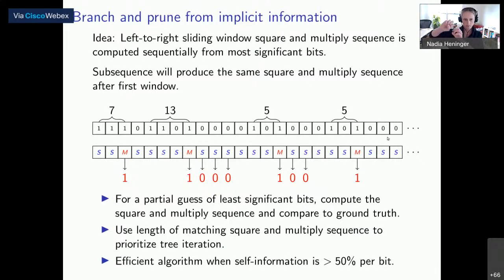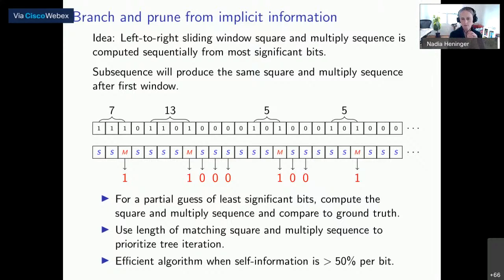And so if you imagine that we are brute forcing bits of d mod p minus 1 and d mod q minus 1, then for each guess of bits that we've brute forced for these values, we can compute the square and multiply sequence that is induced by this guess and compare it to the ground truth measurement that we got from the side channel attack and see whether it matches or not. And it won't match exactly, but we can use the length of the matching sequence to prioritize iteration through the tree. And if you do that, you can actually compute the amount of information that is revealed by the square and multiply sequence on, say, a random sequence of bits. And the amount of information is more than 50% per bit. And so this algorithm is efficient.